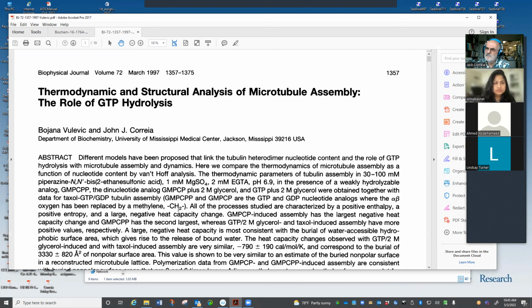Does somebody in cell biology teach you guys about microtubule assembly? Does somebody lecture on microtubule assembly? It's in the book. Does somebody lecture? I think Dr. Rauker did a lecture on it in the advanced cell biology class. Okay.